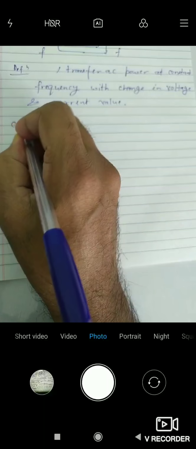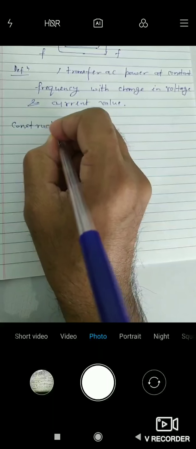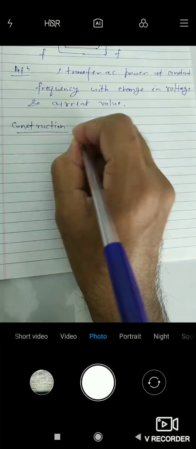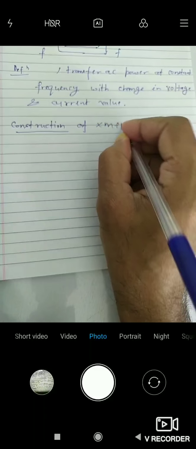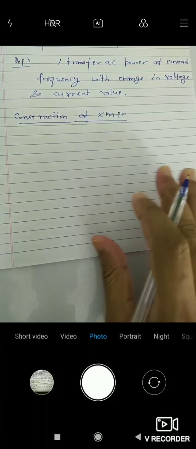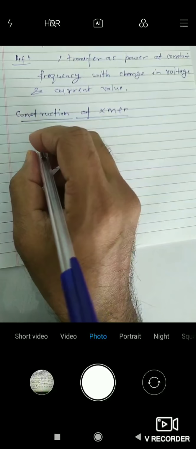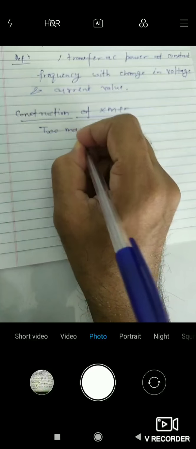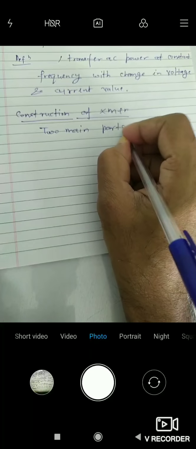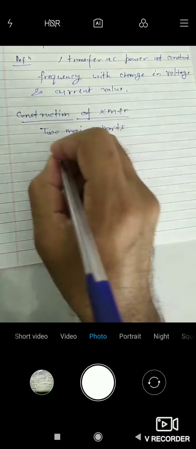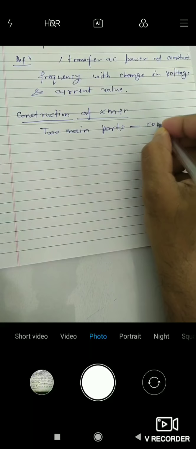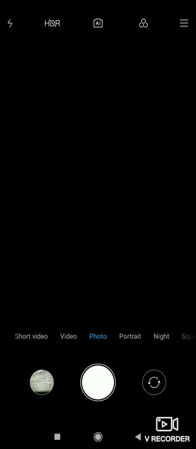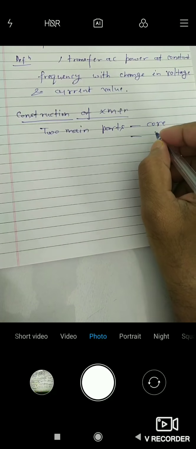Now, what is construction? Construction of transformer. So, mainly transformer has two main parts, which are core and windings.